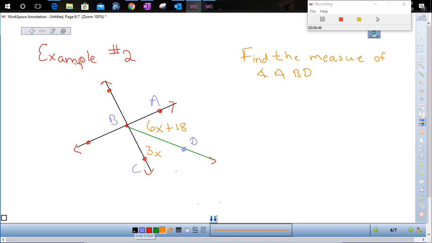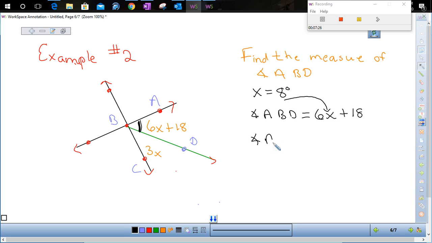The question that they want us to answer is, what is the actual measure? How many degrees does angle ABD measure? Well, we know, based on what we figured out just a little bit ago, that x is equal to 8 degrees. So to find the measure of angle ABD, we're going to take this 6x plus 18, and we're going to put this 8 in for the x.